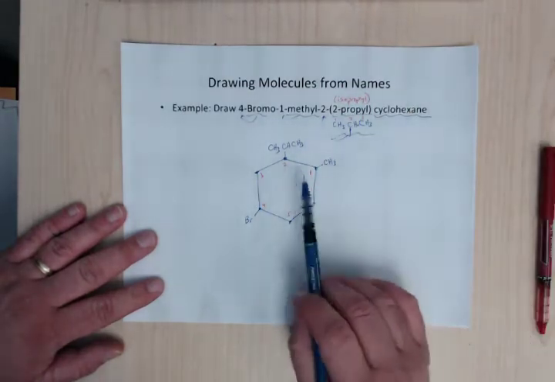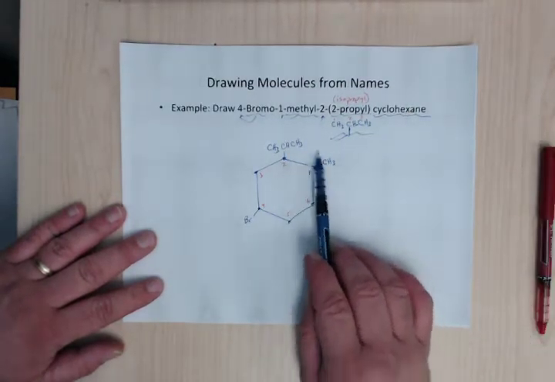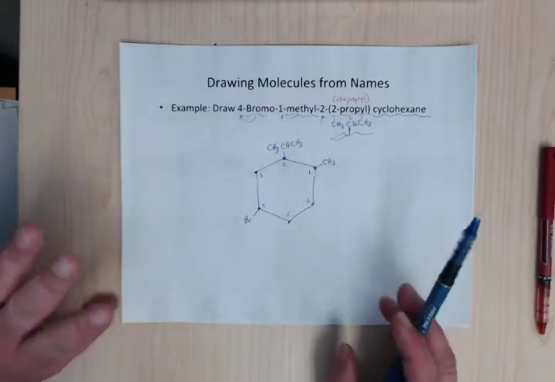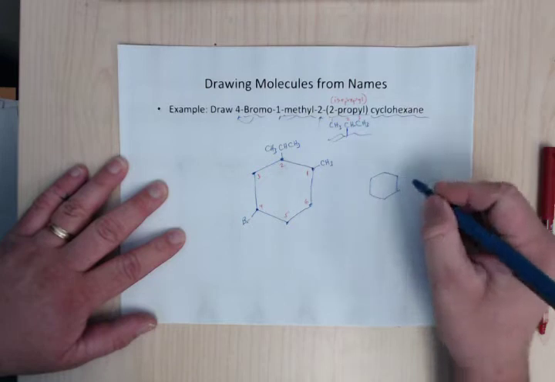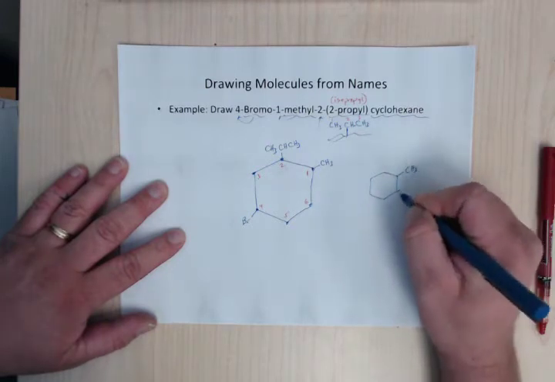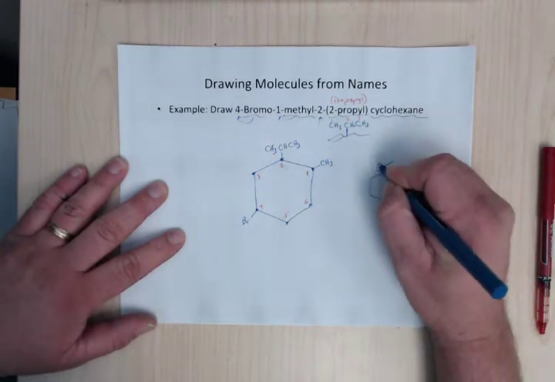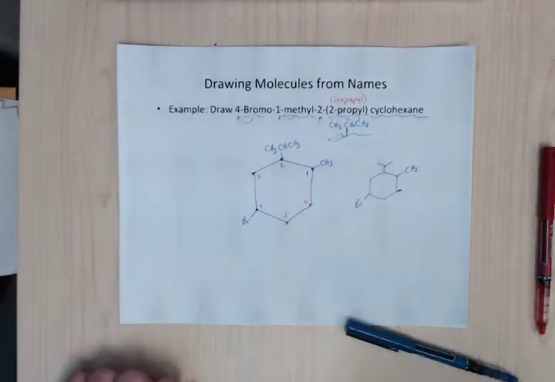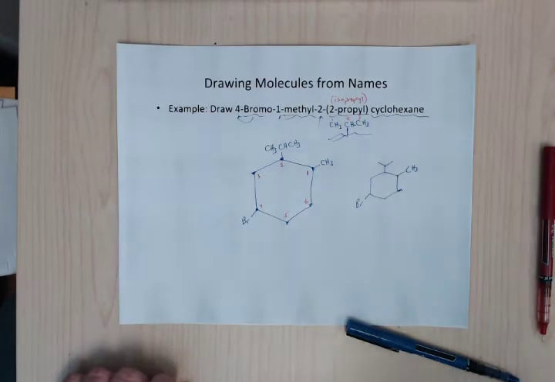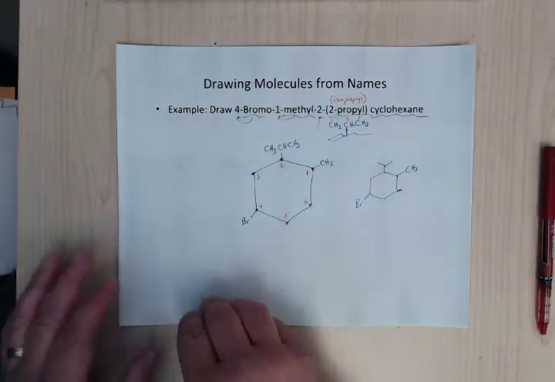I've done a mixture of skeletal structure and condensed structure. You can do that, that's fine. If you wanted to do the straight skeletal structure, that's fine too. So CH3 would look like this. I don't care, you can do whatever you need to. Okay, so there you go.